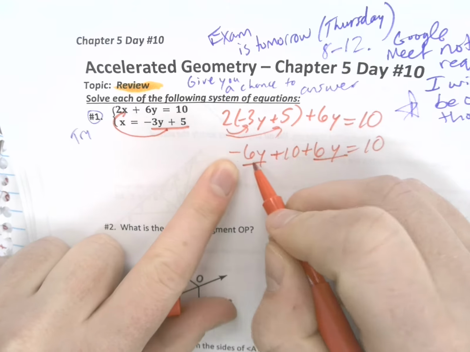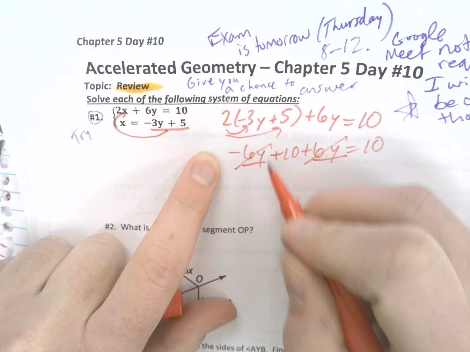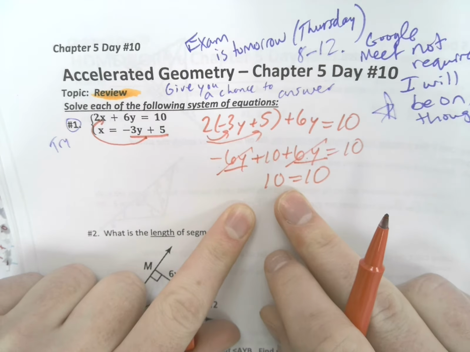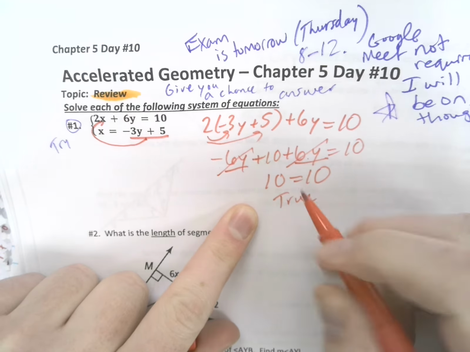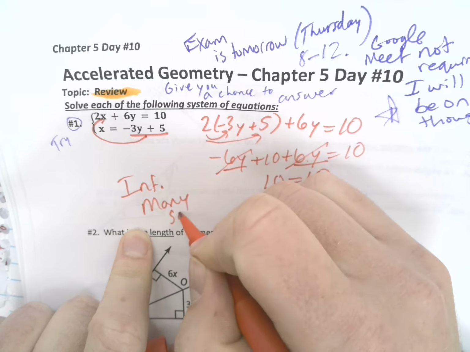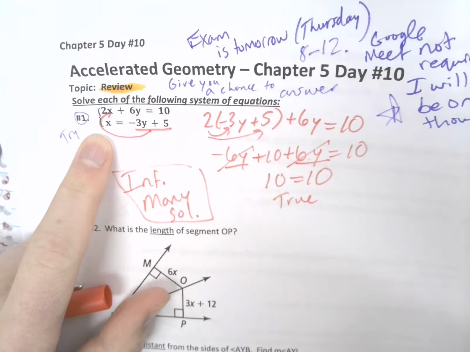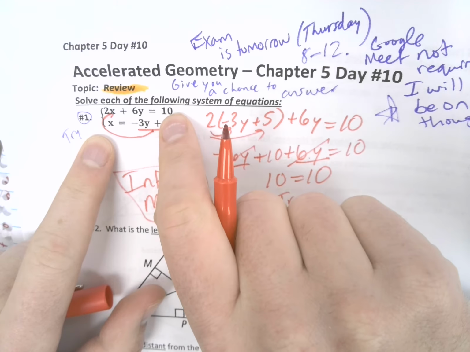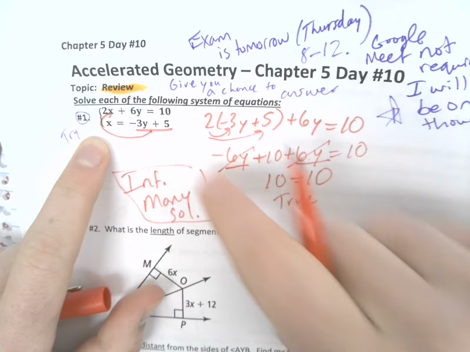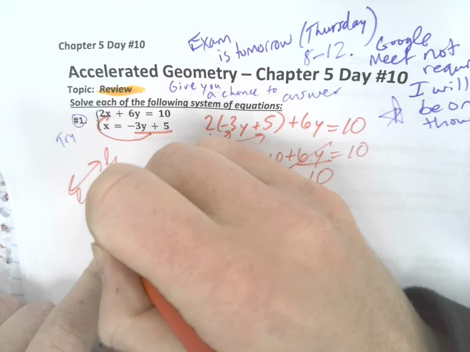Combine like terms, negative 6y and 6y, those add out. They cancel out. You're just left with 10 equals 10. Was that a true statement? Yes, it is. Which means we have infinitely many solutions. These equations are really the same. If you were to divide this equation up top by 2, and then just move the y over, it would look exactly the same. So we have the same line. One line on top of another line.